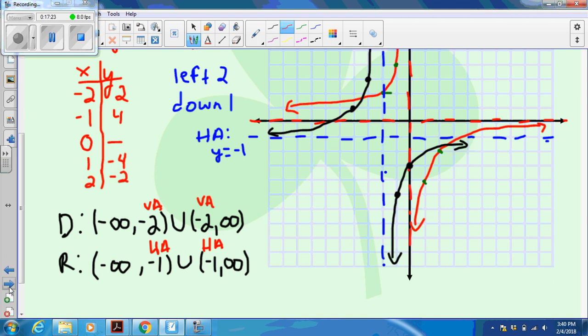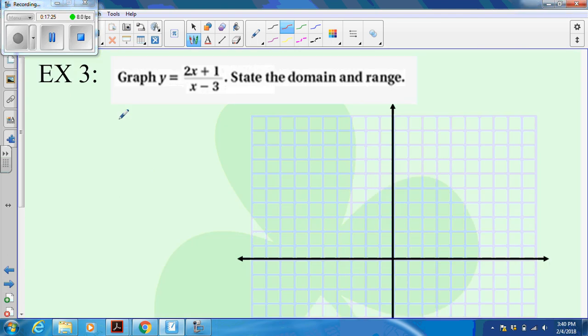Okay, now let's go to our next form. Here we have graph y equals 2x plus 1 over x minus 3, and once again we have to state the domain and range. This is a little bit different because we don't have just a number in our denominator. We now actually have a function, a polynomial, 2x plus 1. So here we're not going to do a parent function. We're actually going to graph the function we see on the screen right here. Our first thing we have to do is find the asymptotes.